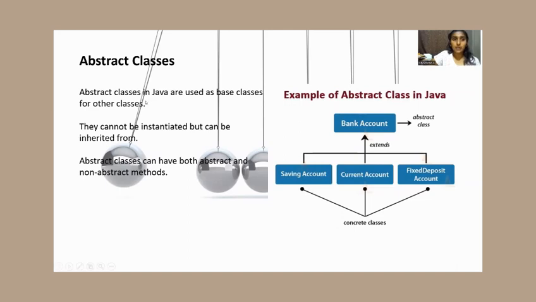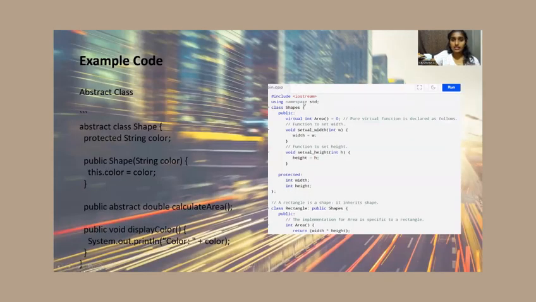Abstract classes. Abstract classes in Java are used as base classes for other classes. They cannot be instantiated but can be inherited from. Abstract classes can have both abstract and non-abstract methods. And this is the programming example for the abstract class.